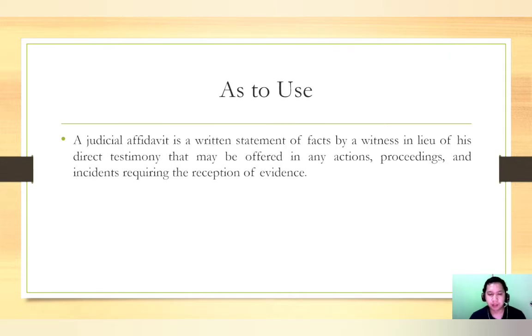With respect to a judicial affidavit, it is a written statement of facts by a witness in lieu of his direct testimony that may be offered in any actions, proceedings, and incidents requiring the reception of evidence. So instead of offering an oral testimony in court, the witness's testimony is taken before a notary public. The Judicial Affidavit Rule states that this is aimed to reduce the time needed for the completion of the testimonies of witnesses in cases under litigation.